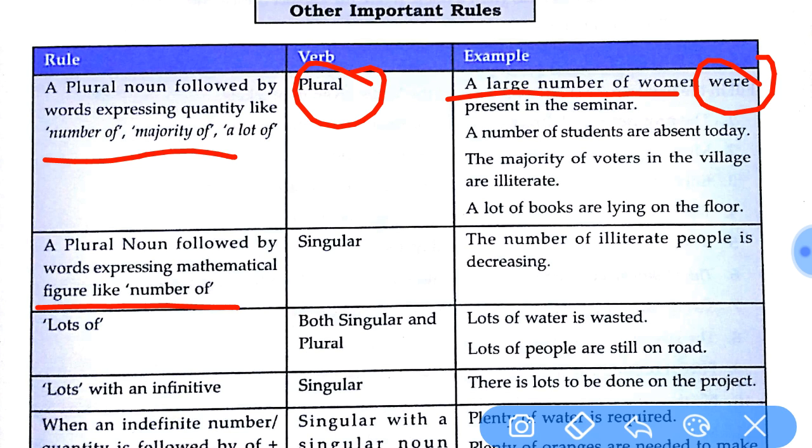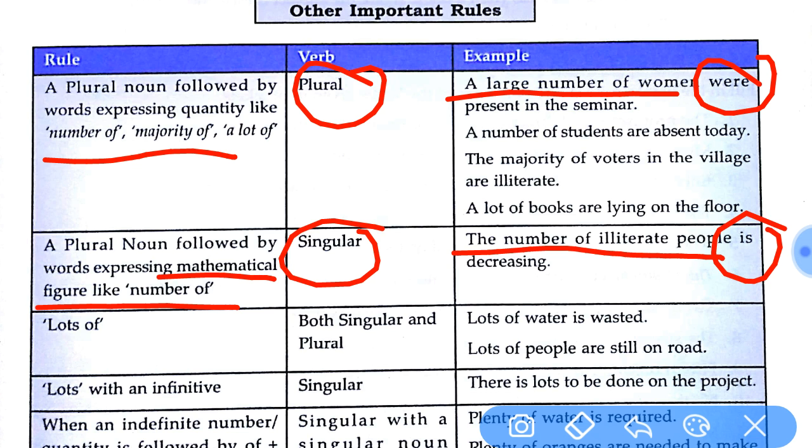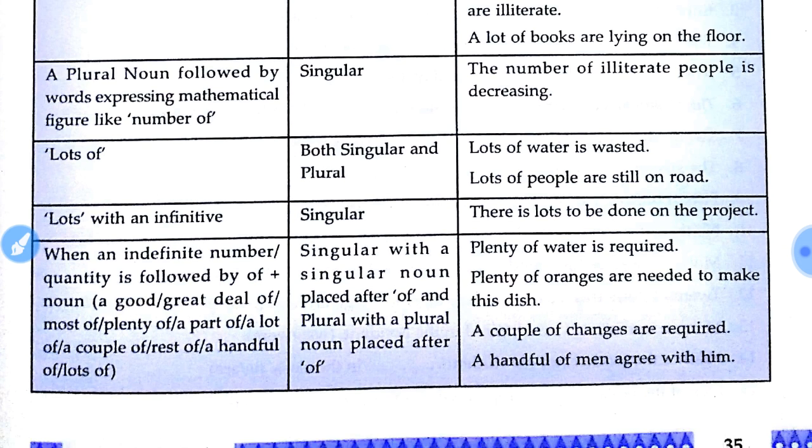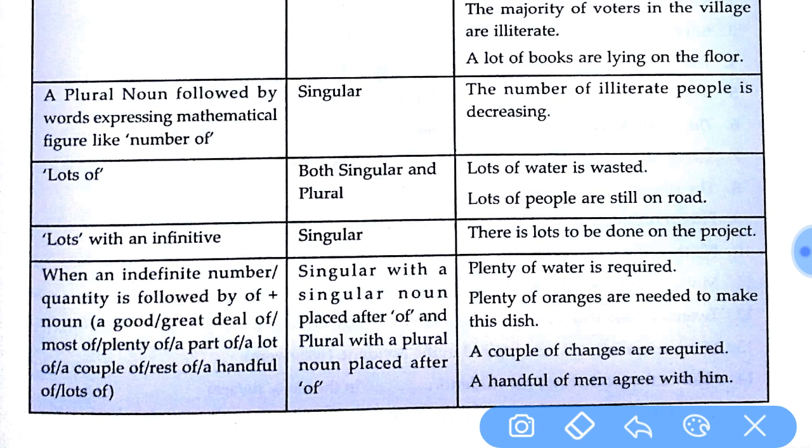The number of illiterate people is a singular form, because a plural noun followed by words expressing mathematical formation takes a singular verb. That is, a number of illiterate persons. So here we have a mathematical formation. Therefore, we use it as a singular form.